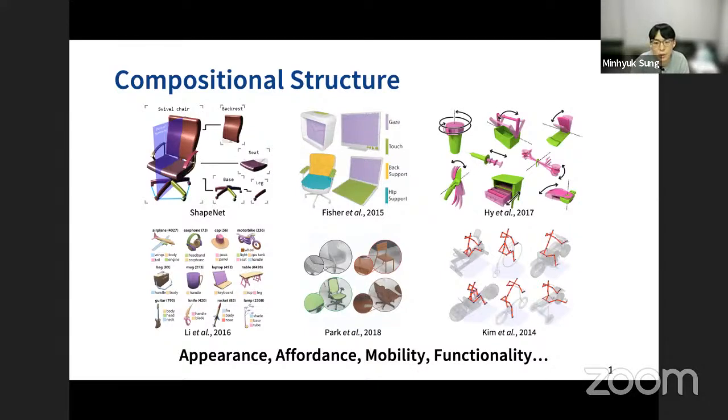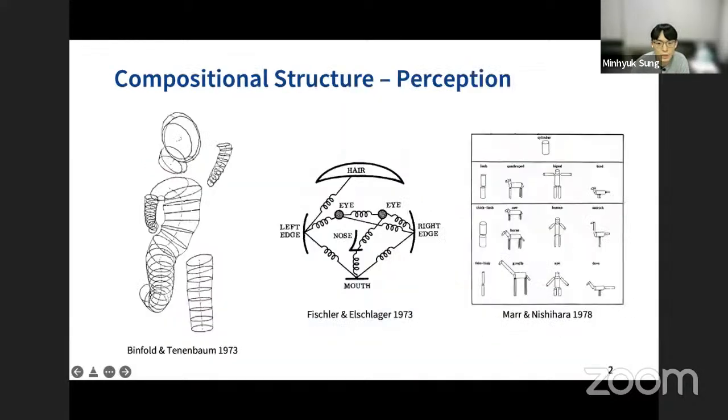The parts of objects can also be defined based on appearance information, like materials or textures assigned to the parts, or based on mobility, basically how the parts are articulated and moving. The idea of understanding an entire object from its compositional structure, basically its parts and their arrangement in space, is an old idea that has been investigated for a long time, going back to the 1970s.